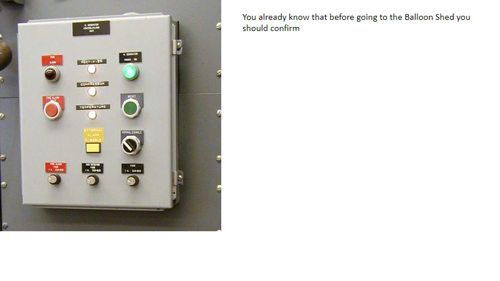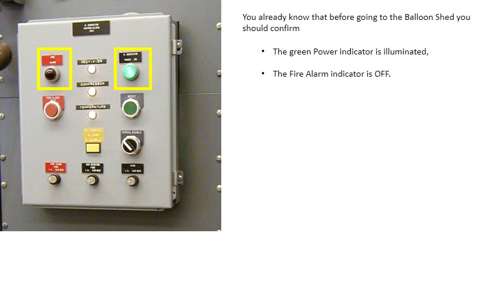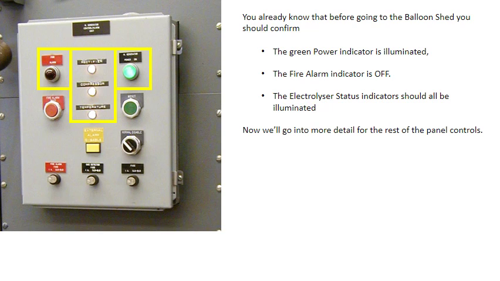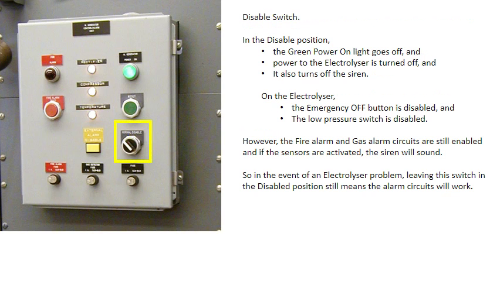You already know that before going to the balloon shed, you should confirm the green power indicator is illuminated, the fire alarm indicator is off, and the electrolyzer status indicators should all be illuminated. Now we'll add more details about the rest of the panel controls.